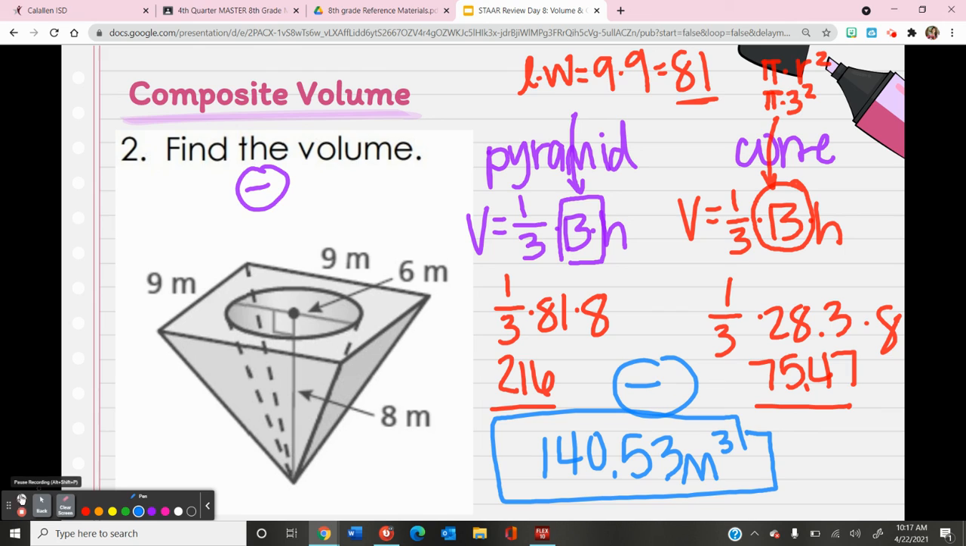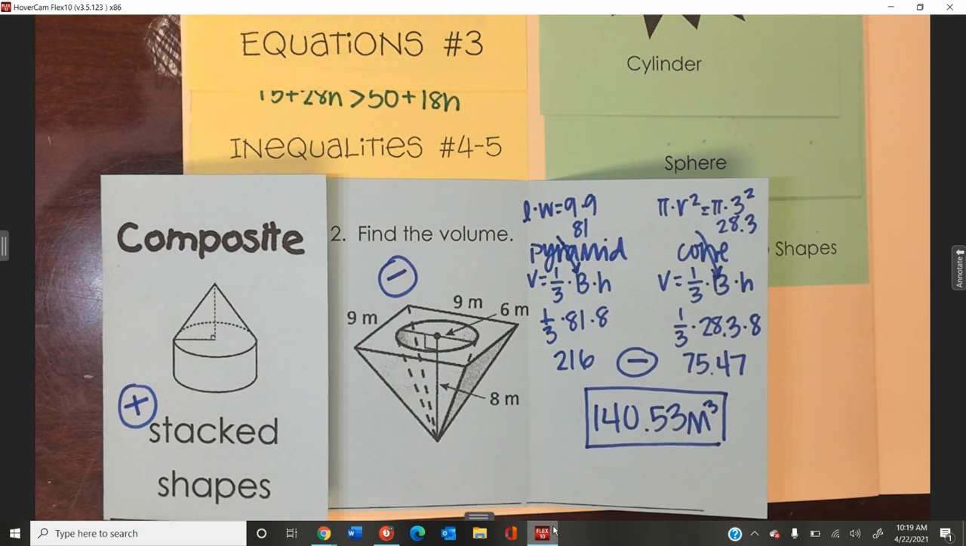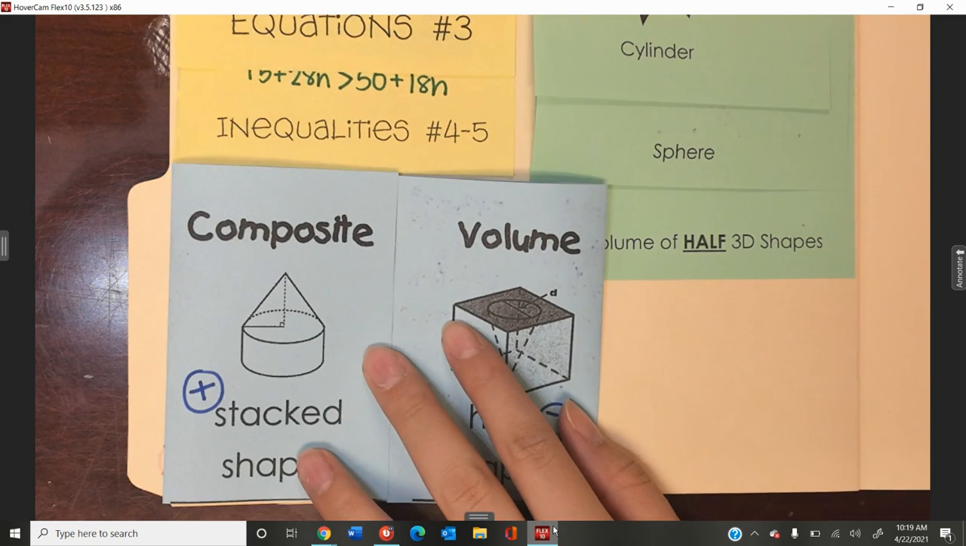So now going ahead and taking a look at your foldable. This is everything you should have written down. And that was our video on composite volume.